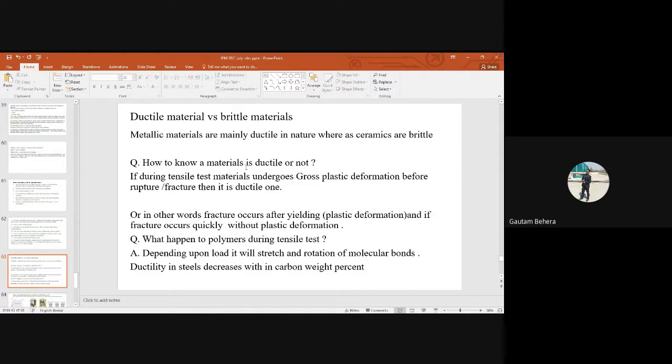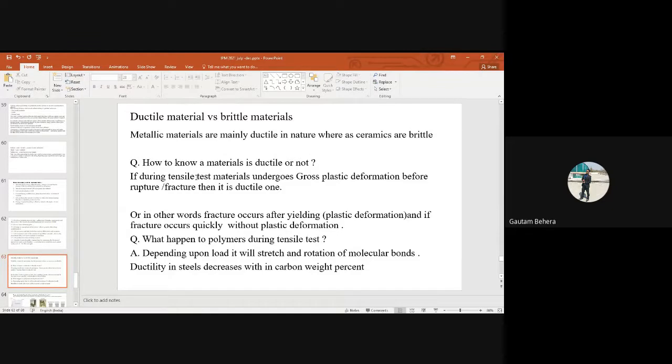And how do we know whether a material is ductile or not? If during a tensile test the material undergoes gross plastic deformation. Gross plastic deformation means sufficient plastic deformation. Sufficient plastic deformation means they will elongate and stretch to a large extent. Their shape will change to a large extent without any crack or fracture, right? So before rupture or fracture, this is called a ductile material.